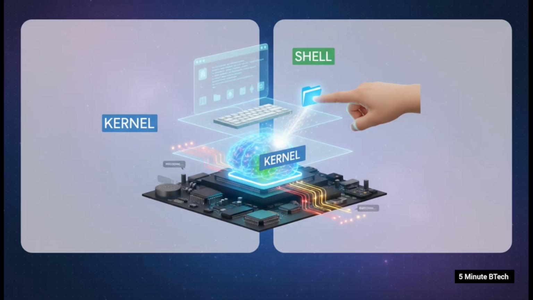You know, the best way to understand the whole structure is to look at its 2 key parts. You have the kernel. That's the hidden, internal brain doing all the heavy lifting. And then you have the shell. That's the part you actually see and use. Think of it like the control panel you use to give orders to the brain.